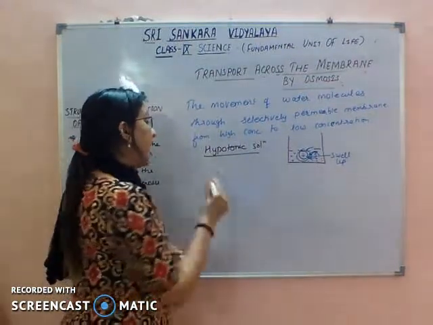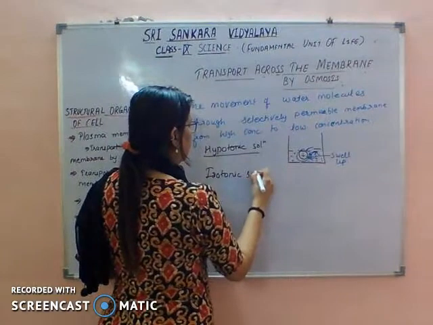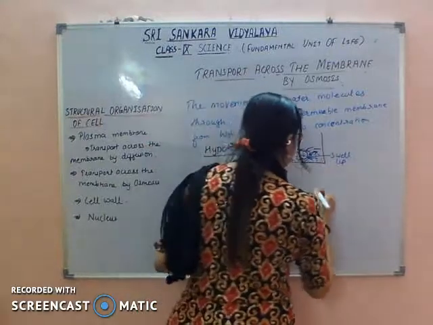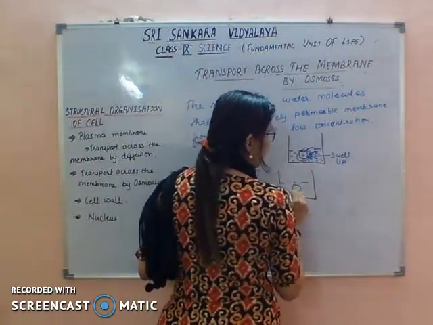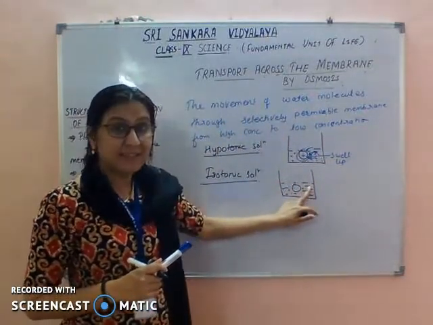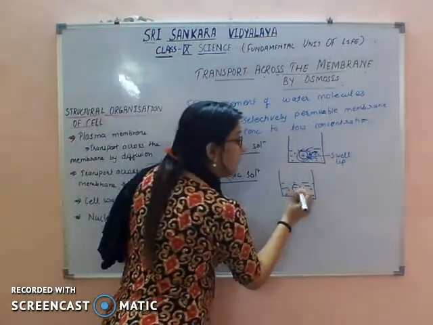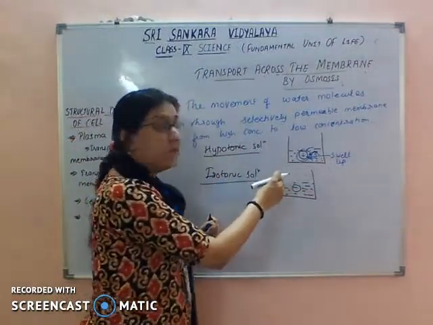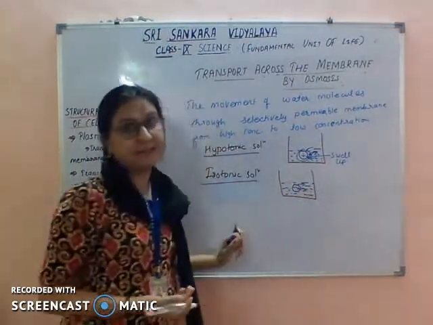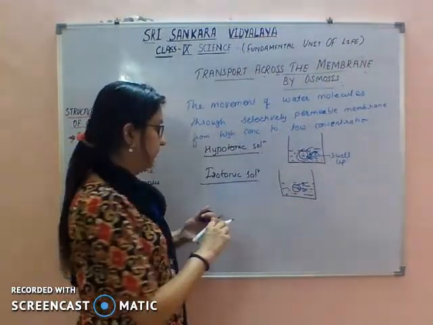Next, what is an isotonic solution? In an isotonic solution, see, this is the cell and this is the external medium. The concentration of water outside the cell and the concentration of water inside the cell is the same. So an equal amount of water will leave the cell and an equal amount of water will enter the cell. As a result, the size of the cell will remain the same.